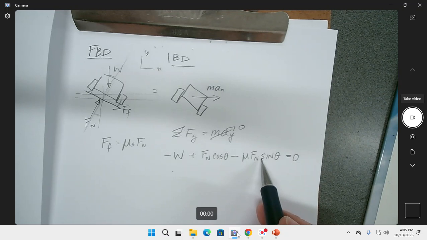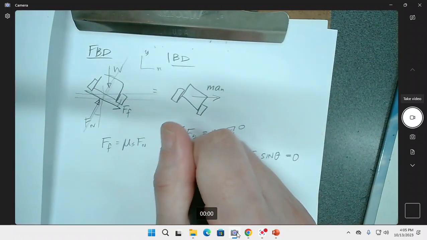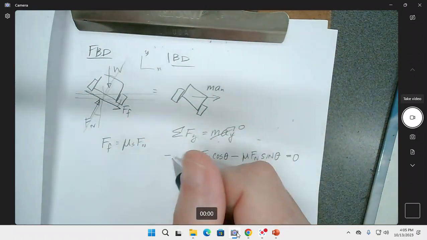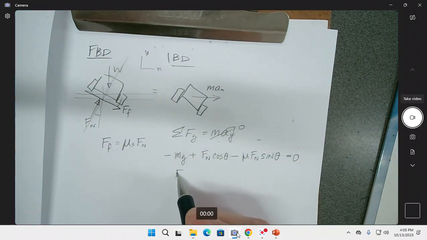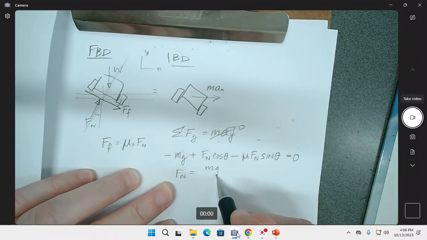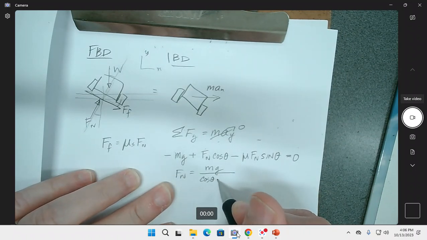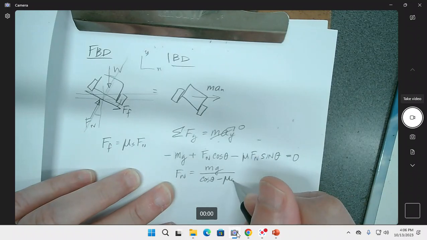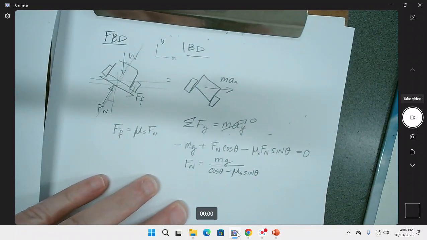And make sure we have this as mg. Okay, so what we could do is now we can go Fn is equal to mg divided by cosine of theta minus mu s times sine of theta. Is that okay?